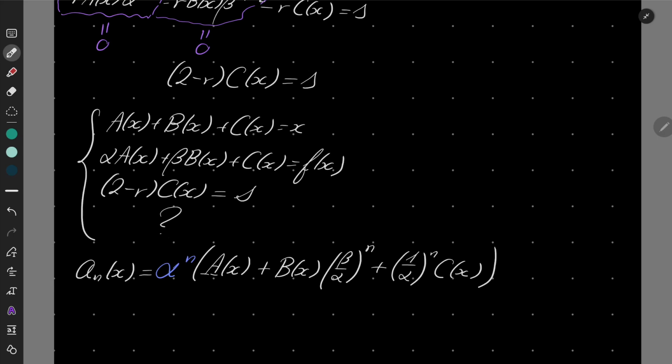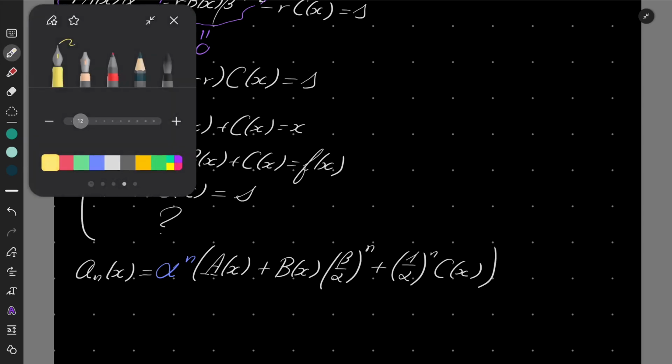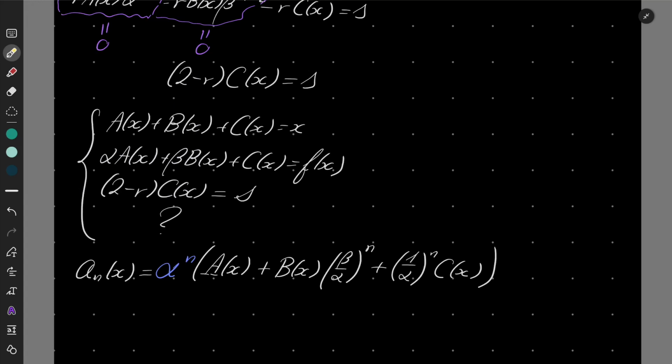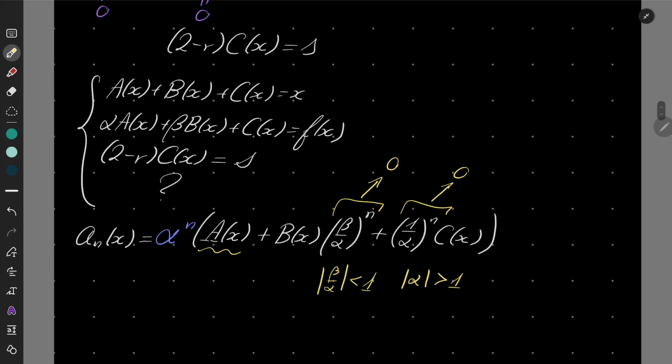And now, think about it. What happens when n gets bigger and bigger, but it's an odd number? Well, if n gets bigger and bigger, remember that beta over alpha has absolute value less than 1. So this part goes to 0. This part also goes to 0 because the absolute value of alpha is greater than 1. And this is a constant with respect to n.